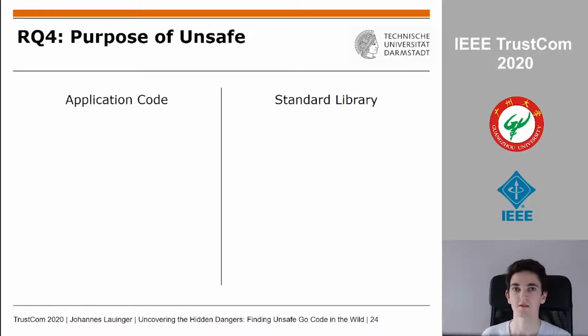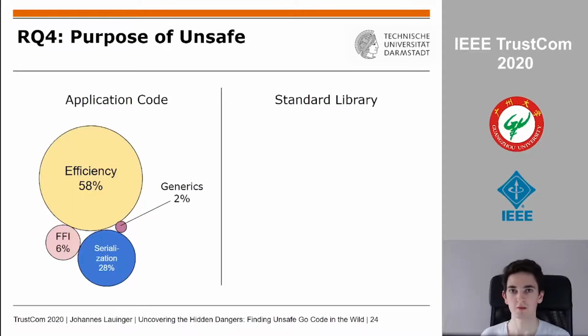Now this slide illustrates the results for the research question, divided by usages within the Go standard library on the right and application code or non-standard library code on the left. The labeled dataset contains usages of both groups to allow us to split the purpose analysis. For application code samples, the most common usage with 58% is efficiency, such as in-place conversions between types. Next, with 28%, serialization operations, such as inferring types during marshalling operations, are the second most common. And then after this, we have accessing C code through the foreign function interface in 6% of the cases, and implementing generics, as they are not yet available, in 2% of the cases.